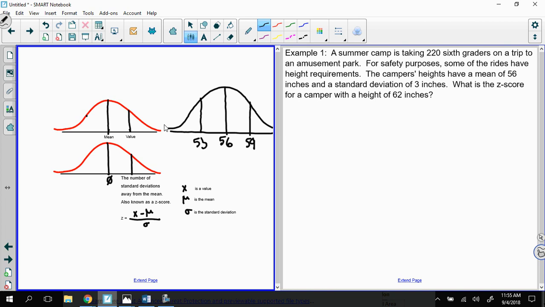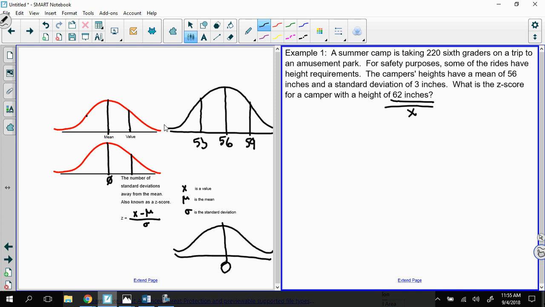Now we're looking at not just the number of students, the percentage of students. Now we're looking at setting this to be 0 by finding the z-score. The very first thing we want to do is ask, what is the z-score for a camper with a height of 62? 62 inches is our value, our x. 3 inches is our standard deviation, the sigma that we are used to. The mean of 56, that's mu. In order to find the z-score, we do x minus the mean of 56, divided by the standard deviation. If I do that, I get 6 divided by 3, which is 2.